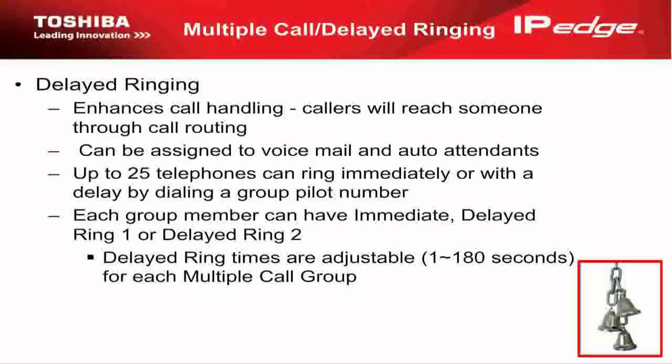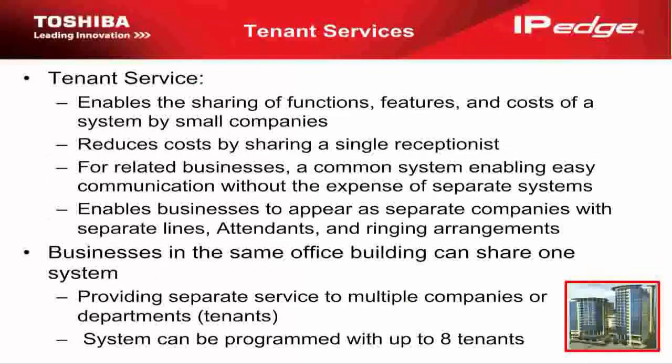Delayed ringing enhances call handling, ensuring callers will reach someone through call routing. With multiple call delayed ringing, you can assign delayed ringing to voicemail and auto attendants. This feature can also be used to ring multiple telephones, a maximum of 25, immediately or with a delay by dialing a group pilot number. Each group member can have immediate, delayed ring 1, or delayed ring 2. Delayed ring times are adjustable 1 to 180 seconds for each multiple call group.